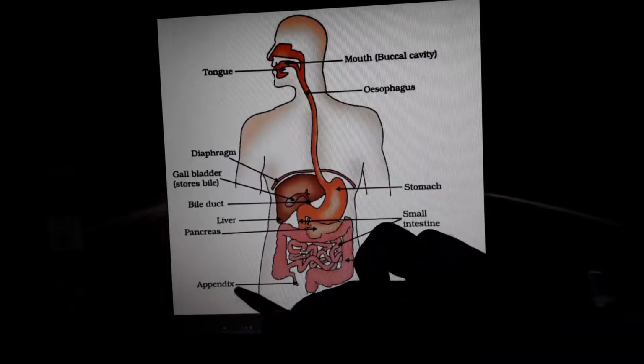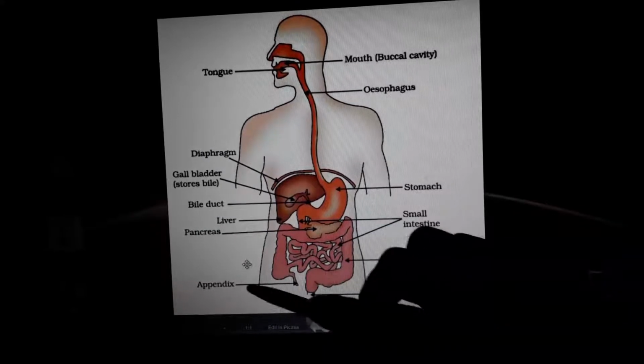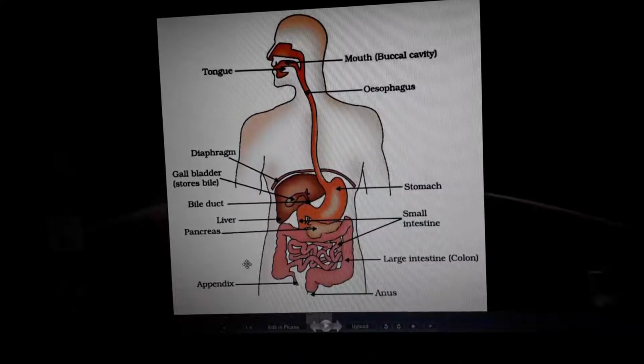But what is the use of this appendix? Okay, I will tell. Nowadays, human beings, we are eating cooked food, isn't it? Well cooked food. So in olden days, when there was no fire and all, what happened? Our great grandfathers used to eat raw food, like raw meat. They wouldn't cook it.